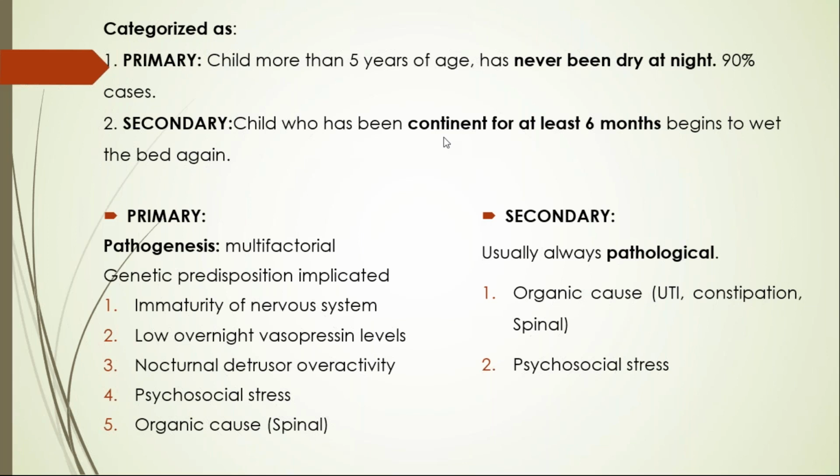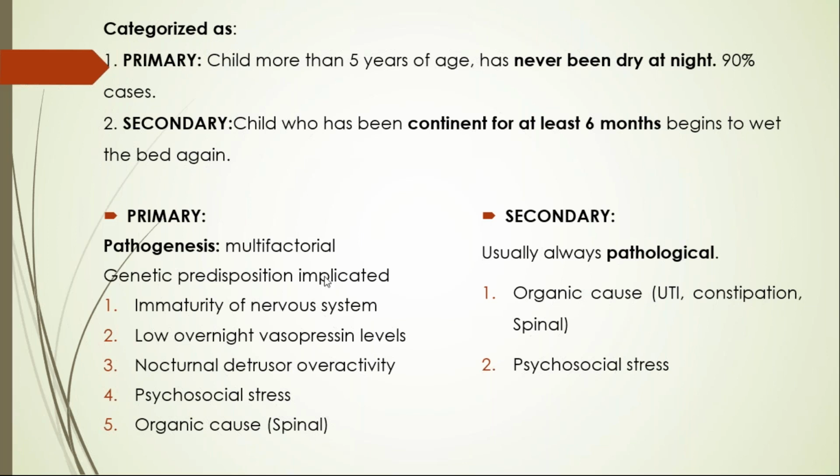Previously continent for at least 6 months. It's not 1 or 2 months, at least 6 months. So for 6 months the child was continent, and now he's having urinary incontinence. That is your enuresis. So that is primary and secondary, right?